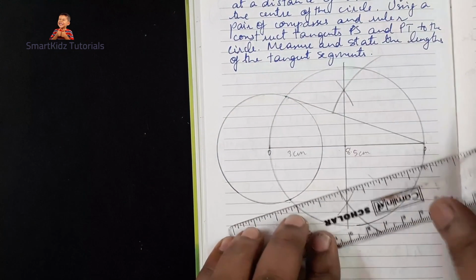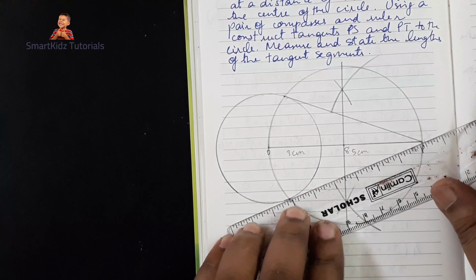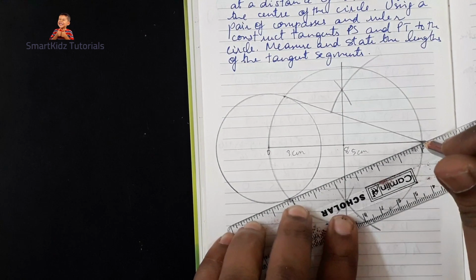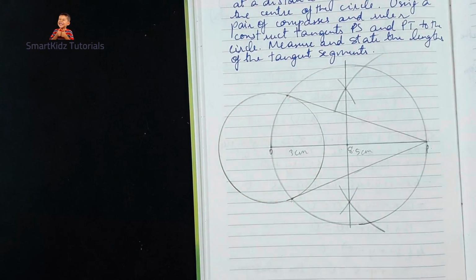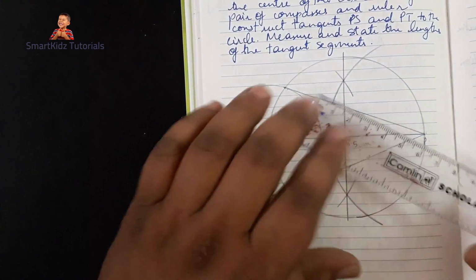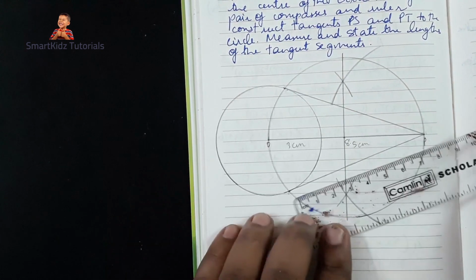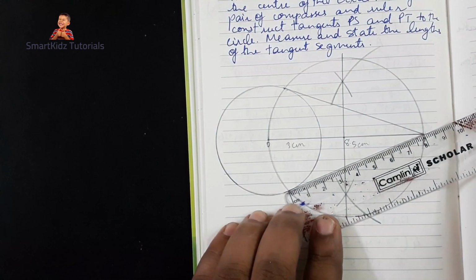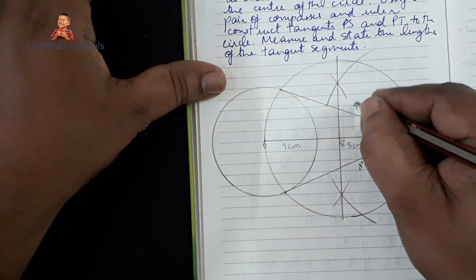Now we have to measure the two tangents as well. From here to here. Okay, that's it. Next, we need to measure the two tangents. Let's measure them out. If we measure it, it comes to 8, and this also comes to 8. So that means it's 8 centimeters here and 8 centimeters here.